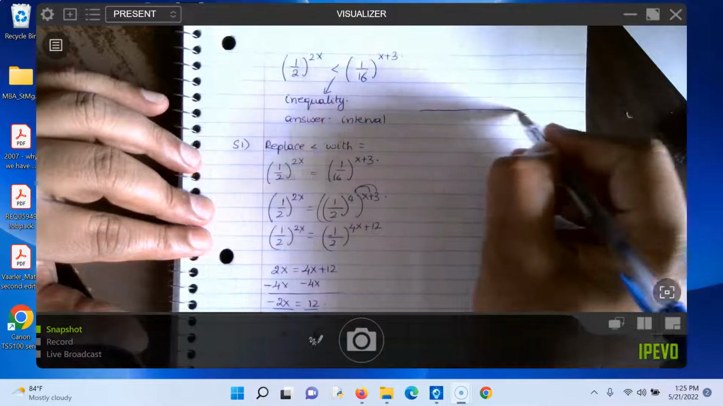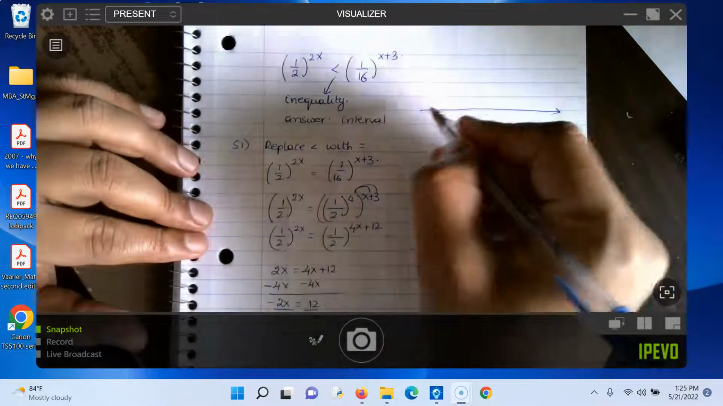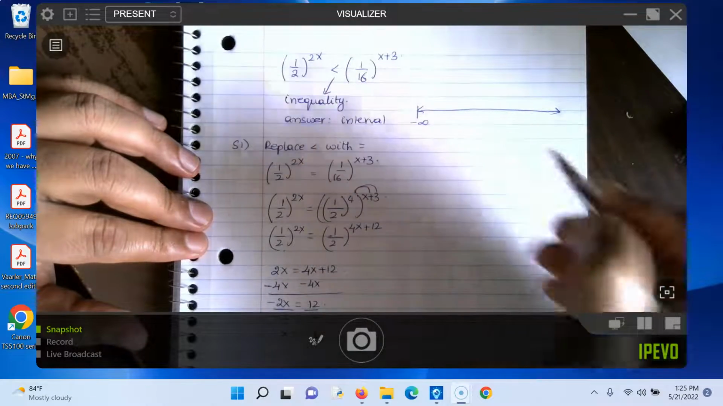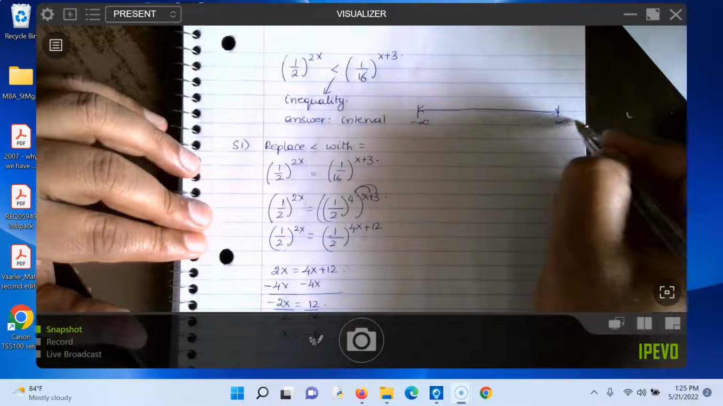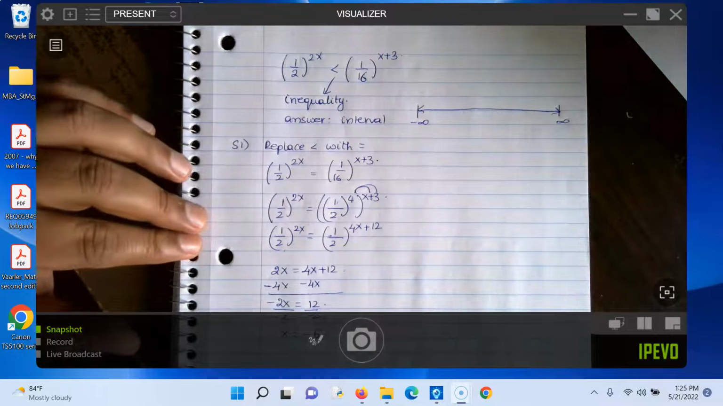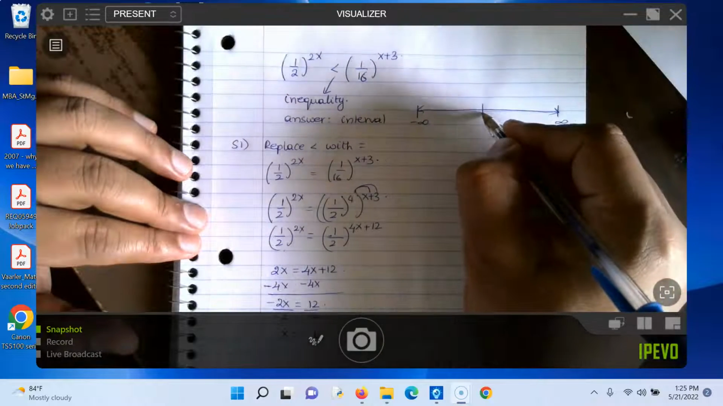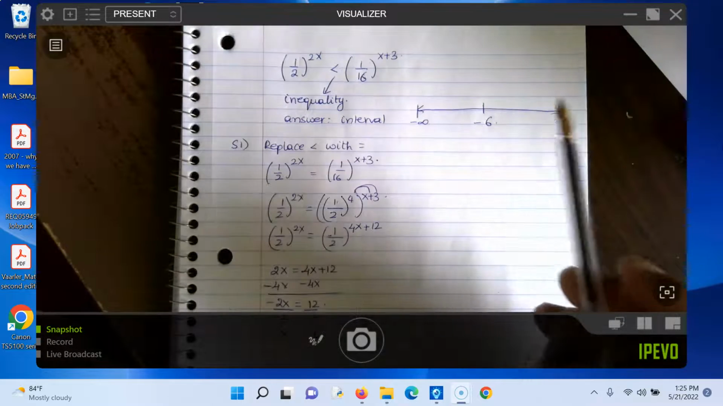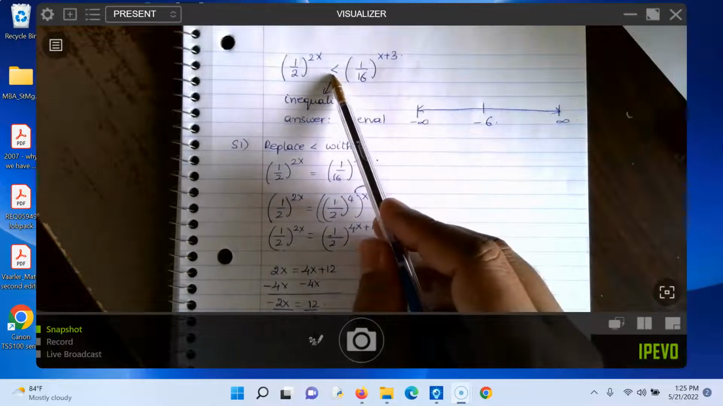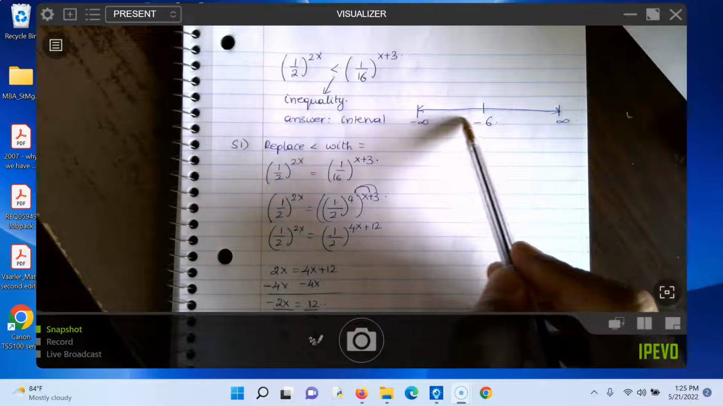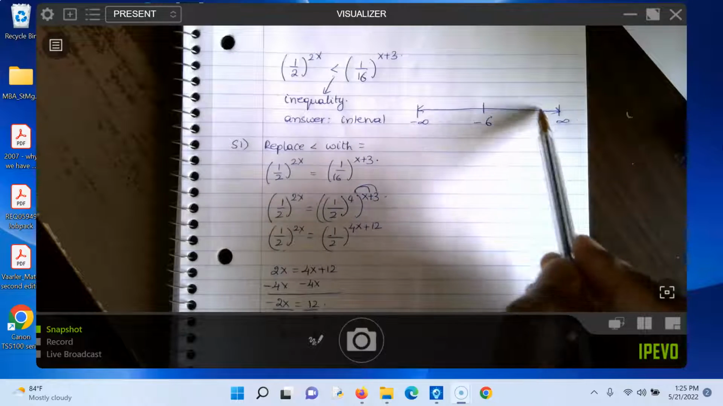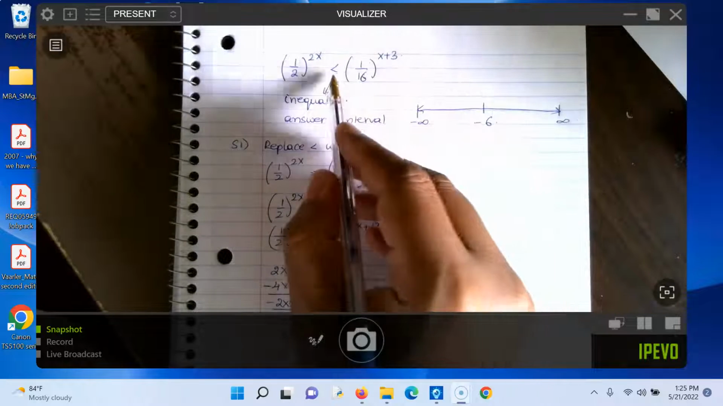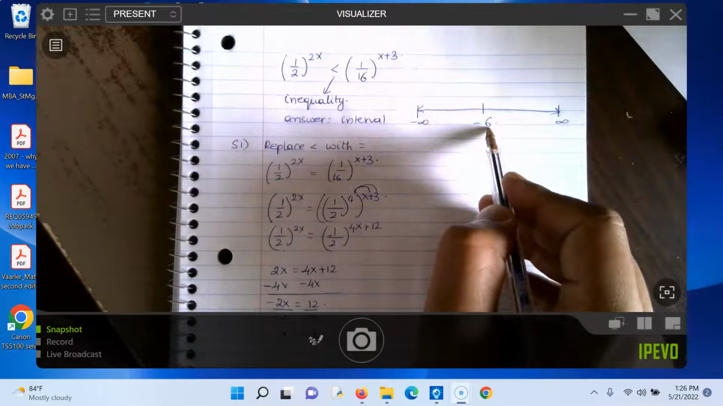Okay. So you're going to write this as a number line. Say this is the left endpoint, which is negative infinity. That is a positive right endpoint, which is positive infinity, and in between is negative 6. Okay. So because it is less than sign, your solution could be the region on the left or the region on the right. There is no equal sign, so negative 6 is not included.